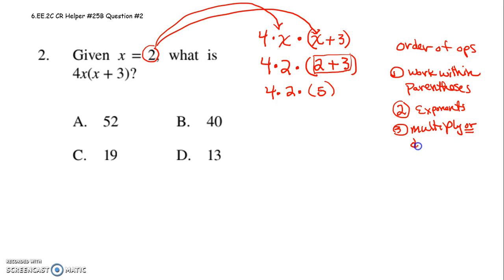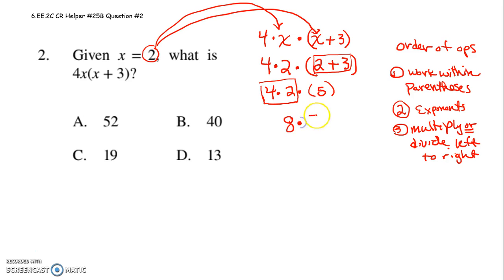Step 3 is to multiply or divide, and we'll do that left to right. Again, Mr. Anderson would say, you have to multiply or divide left to right. So he'd have you multiplying these two first, and he'd have you box that in. 4 times 2 is 8.